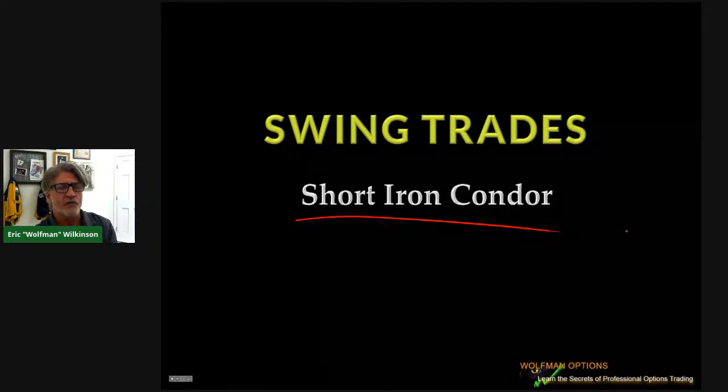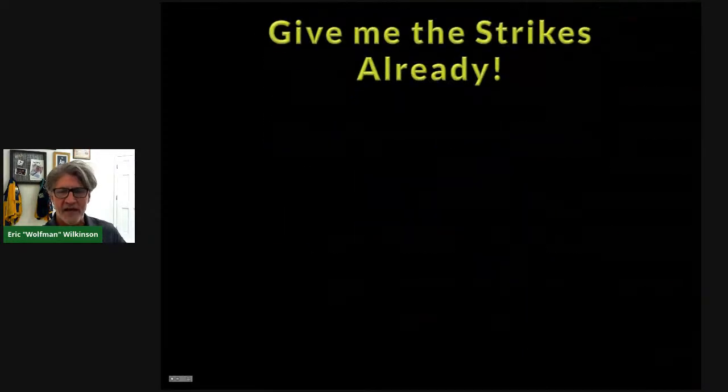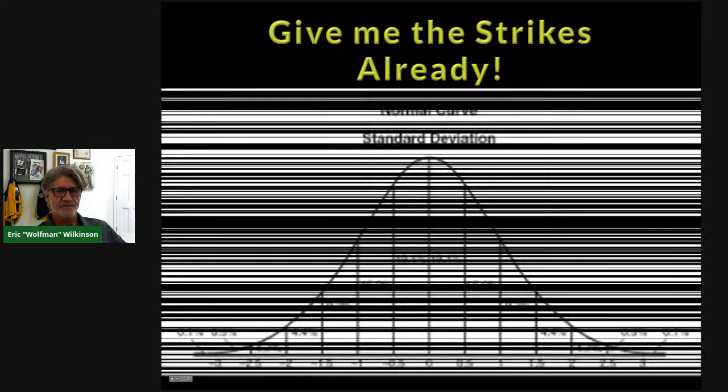Well, this is a good one for when you're looking at it and saying, hey, I really just don't think that this thing's going anywhere. And those premiums are just so expensive that I've got to take advantage of collection of credit. So we're going to be looking at the Iron Condor for that neutral market assumption.